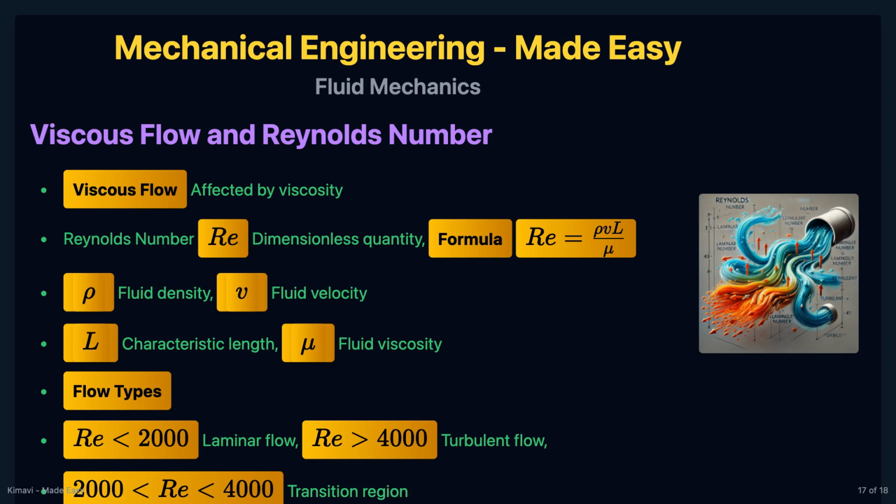For Re less than 2000, the flow is generally laminar. For Re greater than 4000, the flow is generally turbulent. For Re between 2000 and 4000, the flow is in the transition region.